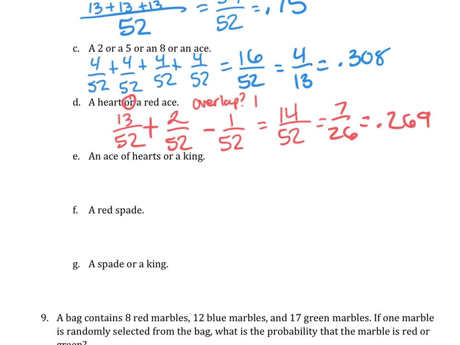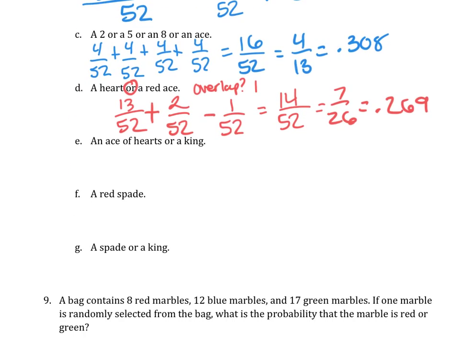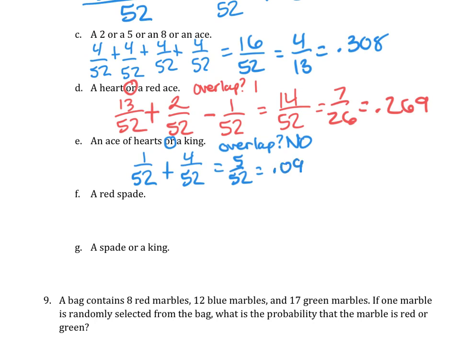Okay. Letter E, we have an ace of hearts or a king. So again, we have or, so that's addition. We have to check for overlap. Can a card be the ace of hearts and a king at the same time? No, we can't. So that means we won't have anything to subtract. So the ace of hearts, there's only 1 of those, so 1 over 52. And then with a king, there's 4 kings, 1 of each suit. So we have 5 over 52, which as a decimal would be 0.096.